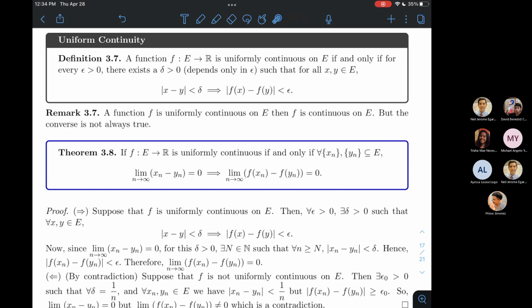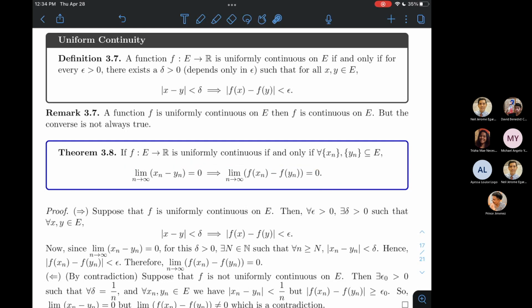So, pero actually mahirap gamitin tong 3.8 in practice. Yung corollary niya yung gagamitin natin, yung criterion para masabi ng isang function ay hindi uniformly continuous. Kasi yung Theorem 3.8 sinasabi niya na kapag siya uniformly continuous if and only if this is true for any two sequences.